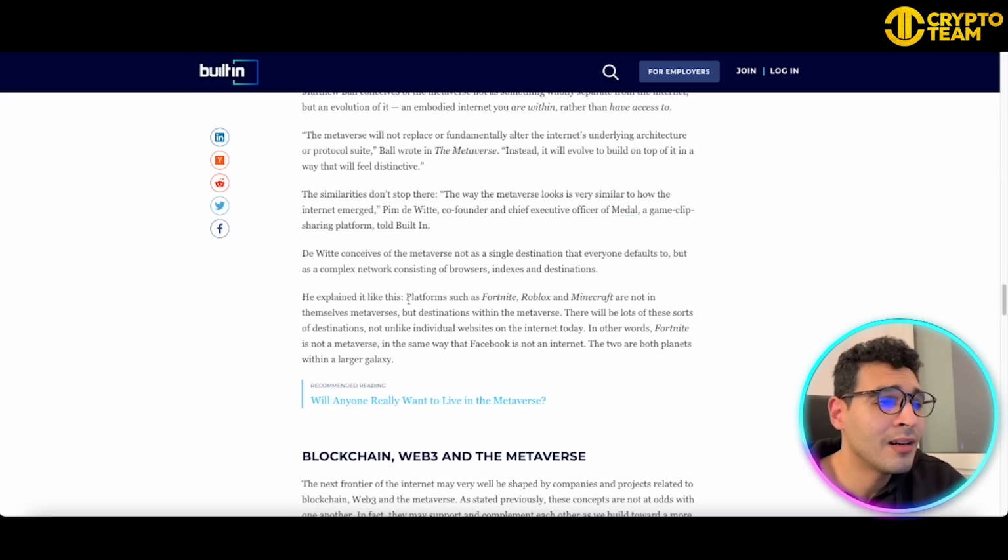So as you can see, platforms such as Fortnite, Roblox, and Minecraft are not in themselves the metaverse, but destinations within the metaverse, and there will be a lot of these sort of destinations, not unlike individual websites on the internet today. So in other words, Facebook is not the internet. These websites are not the internet. Major tech giants, that's not the internet. The internet is a way of sharing information. So the metaverse will be utilizing the internet's capability to build this virtual reality or virtual experience you can have once you jump into the metaverse.